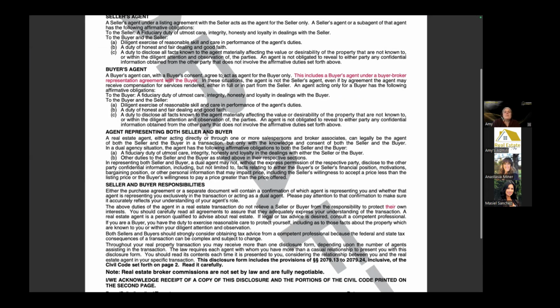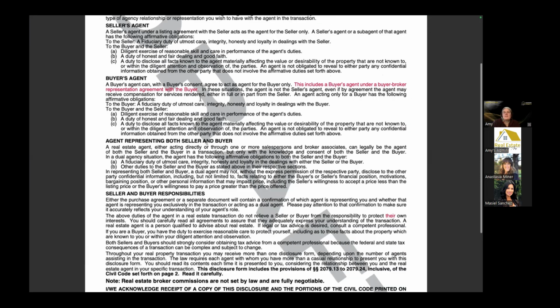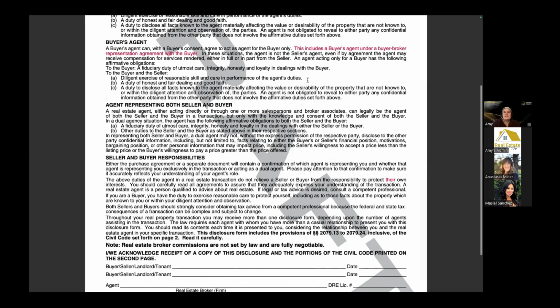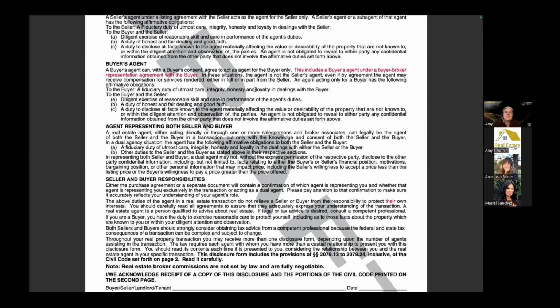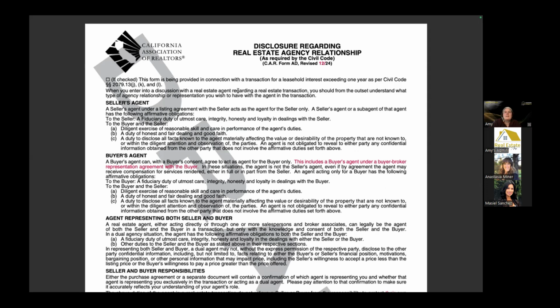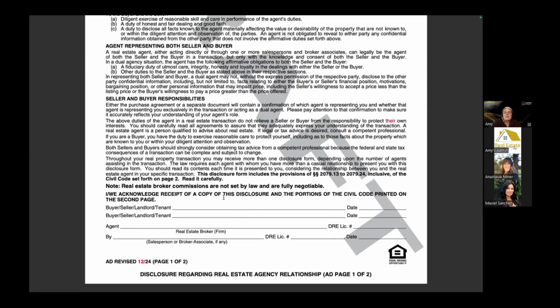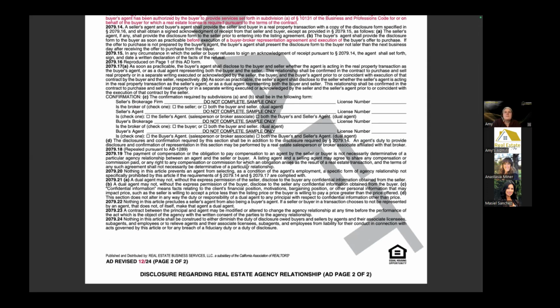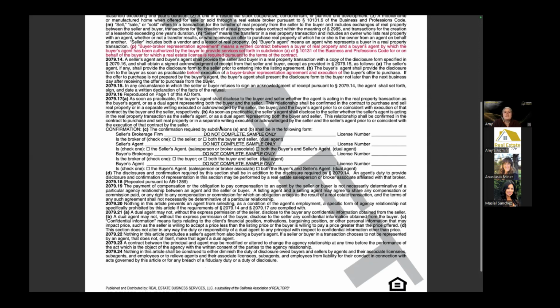Buyer's agent can, with buyer's consent, agree to act as agent for the buyer only. This includes a buyer's agent under a buyer broker representation agreement with the buyer. Okay, so it's just explaining the different ways that you can be represented in a contract. And now it's talking about, hey, this includes buyer's agent under buyer broker representation agreement. That's the only change on that form. There's a little bit on page 2 as well. There, where it's just the legal jargon on the second page is clarified there.